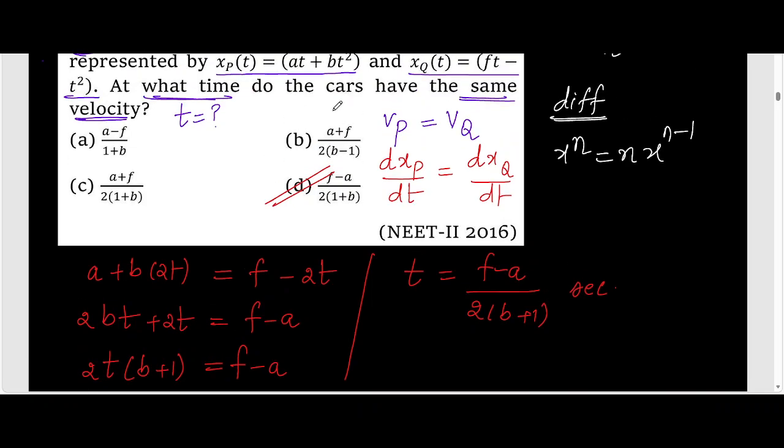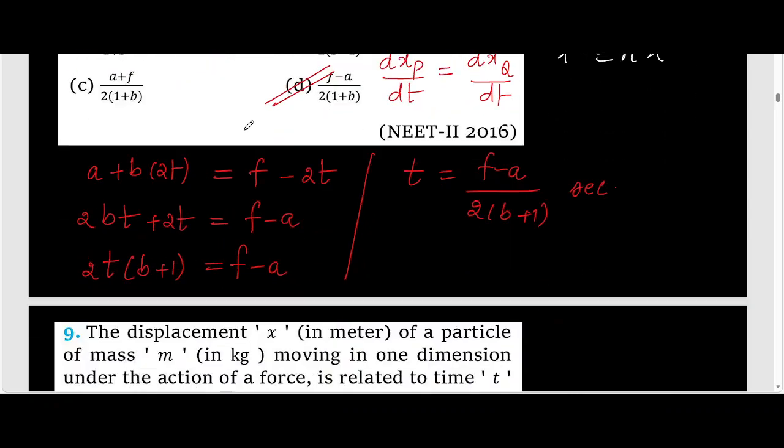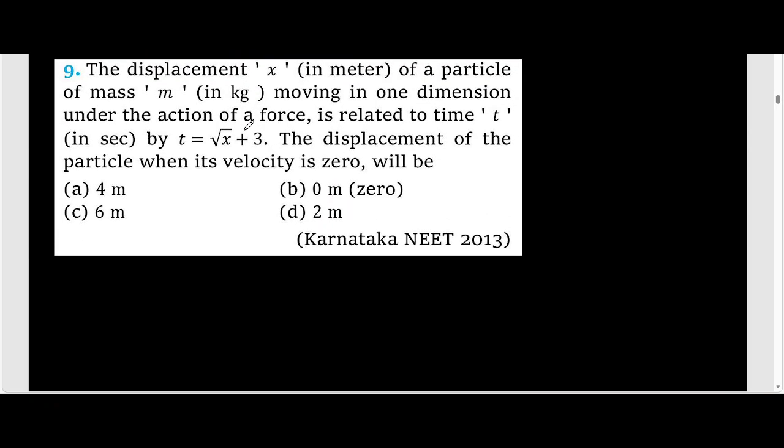So very simple. If some expressions are given for displacement, how do you find the velocity? Differentiate them. And the question says same velocity. So equate the velocities of both of the cars P and Q. You will get the time expression. Now, displacement x of a particle of mass m moving in one dimension under the action of a force is related to time t. Okay, so this is the expression relating time and displacement. You have to find the displacement of the particle when its velocity is 0.